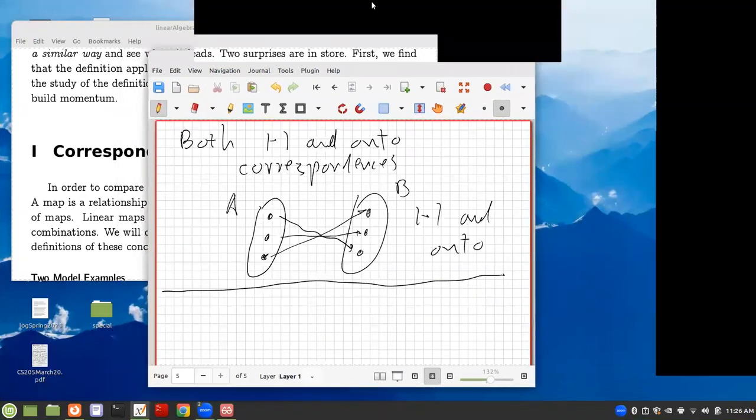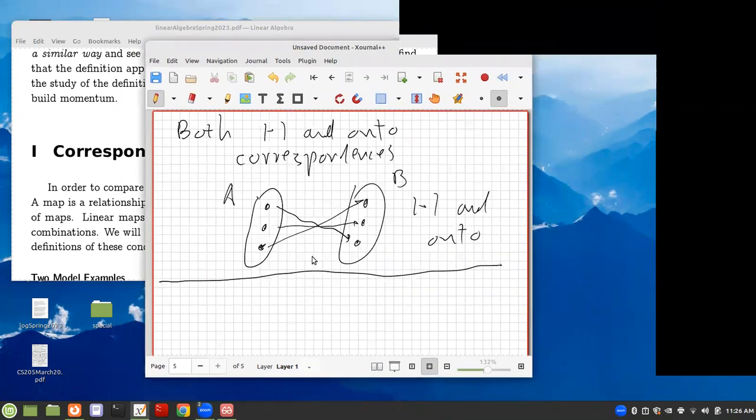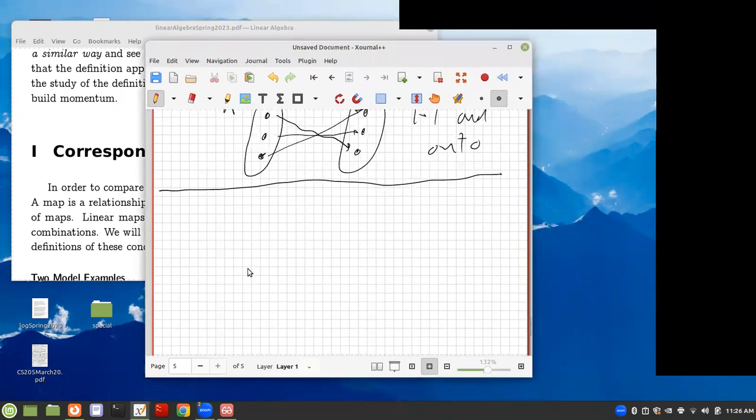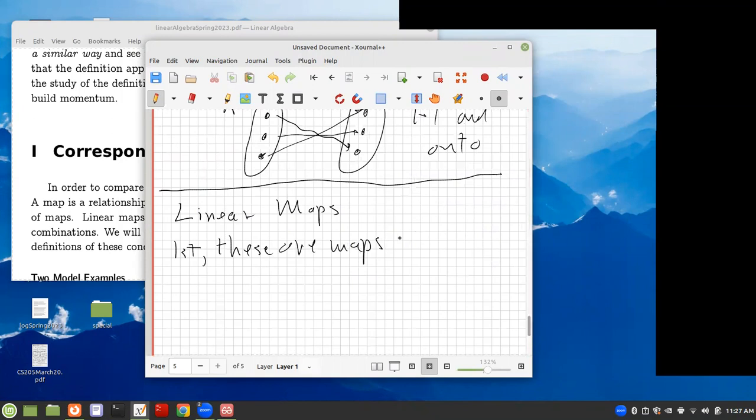Property of linear maps. This is sort of the extra property. Linear maps. First of all, these are maps between vector spaces.